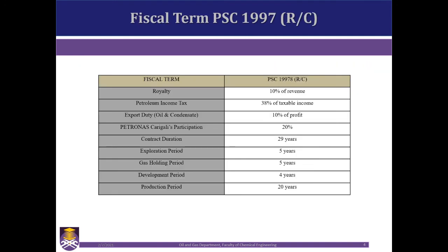The fiscal terms have been applied since 1997. The royalty will be 10% of revenue, and petroleum income tax will be 38% of taxable income. The export duty will be 10% of profit, and Petronas Carigali participation will be 20%. The contract duration will be 29 years, and the production period will be 20 years.